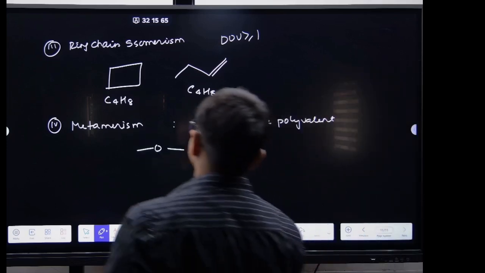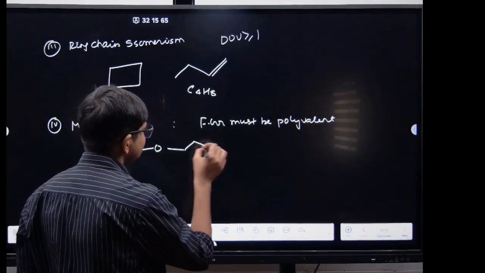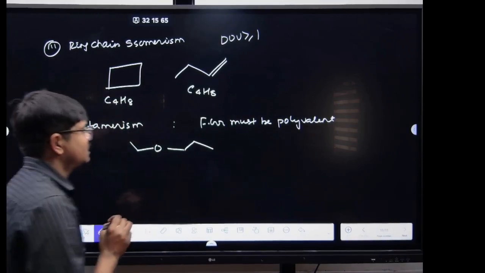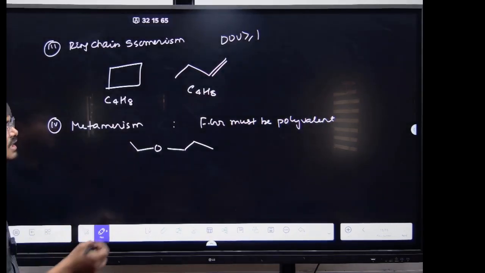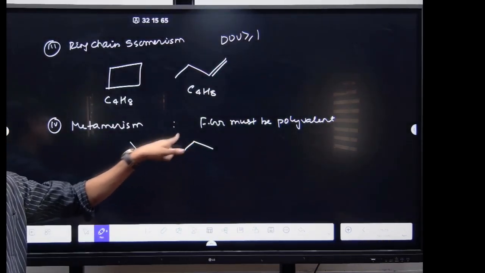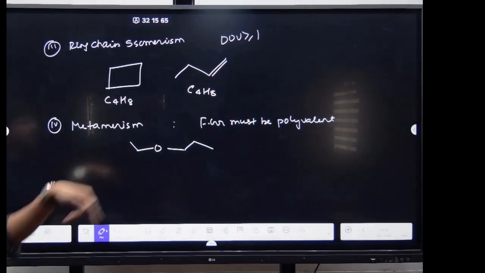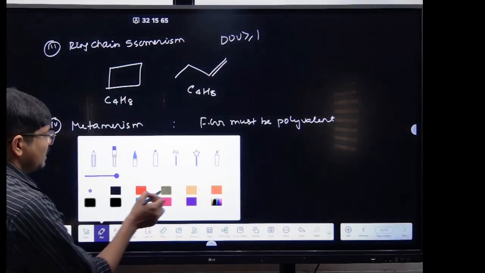Suppose you have this example like this one, 1, 2, 3, and like this one. Okay. Here it is the ethyl and here it is 1, 2, 3, that is the propyl one. Got it? Here is your ethyl and here is your propyl one. Look, here you will have this one, right?